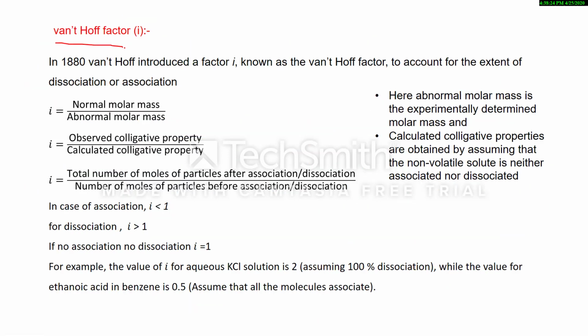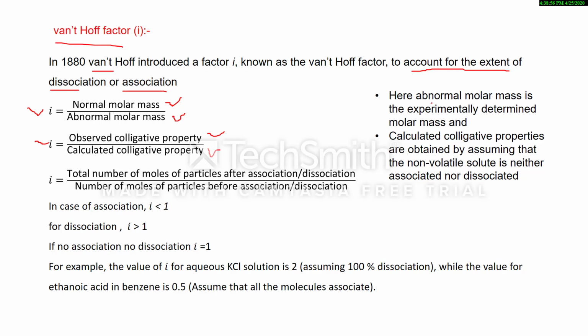Now next, van't Hoff factor, i. This factor was introduced by the scientist van't Hoff, and it is used to account for the extent of dissociation or association. Extent means how much dissociation or association is taking place. It can be defined by this formula: i is equal to normal molar mass divided by abnormal molar mass. And i is the observed colligative property divided by the calculated colligative property.